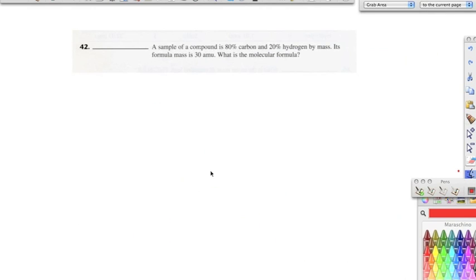Lastly, we have 42. Now in this problem it says a sample of a compound is 80% carbon and 20% hydrogen by mass. Its formula mass is going to be 30 AMUs, and it asks what is the molecular formula. Now to work a molecular formula problem we need 2 things. We need the formula mass, which is the actual mass, and then we need the empirical formula. It doesn't give us the empirical formula, but it does give us the percent composition, and we can find the empirical formula from the percent composition. So we have to work a percent composition problem to start off with.